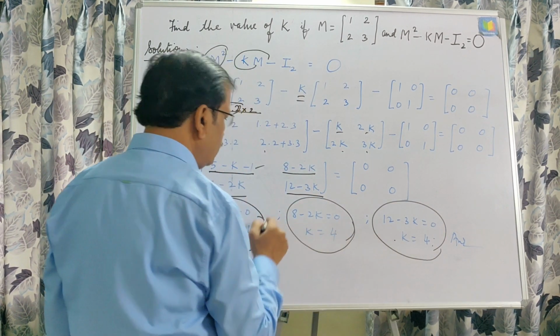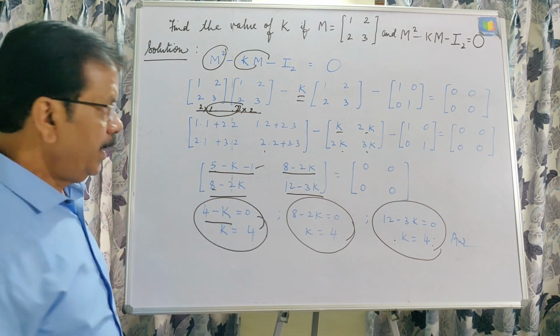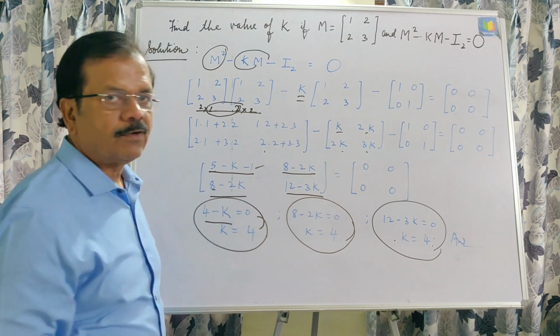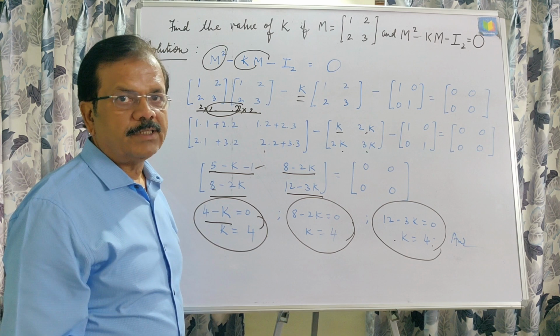With all these variables we are getting the value k is equal to 4. It means our calculation is correct also, and the answer will be k is equal to 4. Now next question.